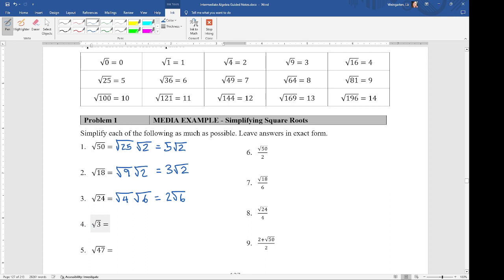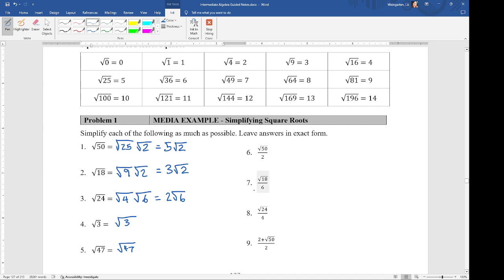Are there any factors that we can factor out of the square root of 3 that are perfect squares other than 1? No. So the square root of 3 is simplified as it's going to get. How about the square root of 47? Well, 47 happens to be a prime number, so there's nothing we can factor out of there. So we just end up with the square root of 47.